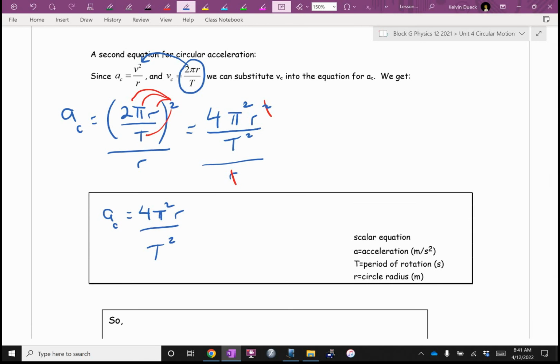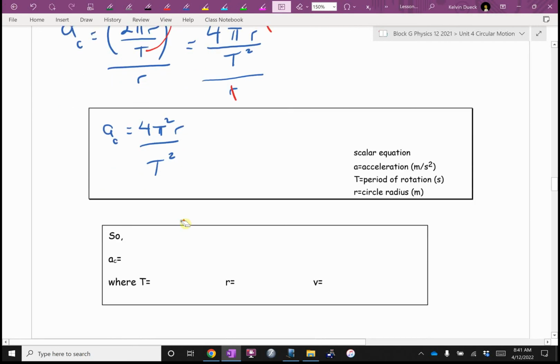This second one is way more useful when we go to Playland. I don't think the Playland field trip is running this year. They haven't announced it yet, but normally when we go to Playland, you can't figure out how fast the ride is zooming past you. You don't know v, but it's pretty easy to time on your smartphone how long it takes to go around once. You can get the period really easily. So we almost always end up using this one to calculate our circular accelerations.